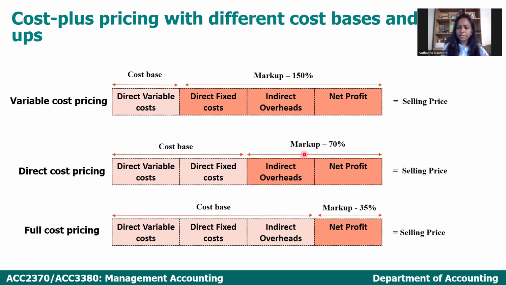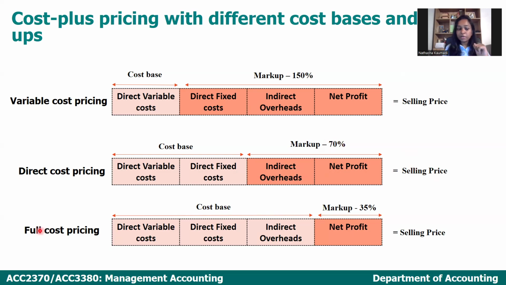So you can add a 70% margin markup. So it's not 150%. Previously you had to cover three elements, so you added a higher markup. But now only indirect overhead and net profit. Maybe you can reduce the markup, that is 70%, for only two unknown factors. Then you can get the selling price.